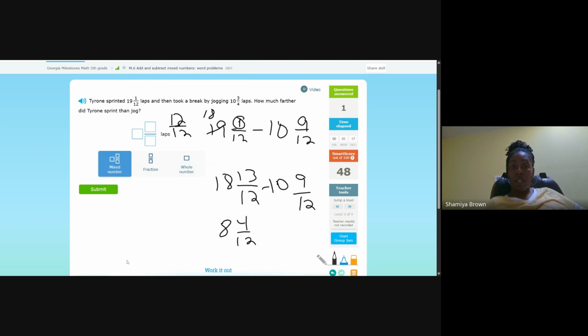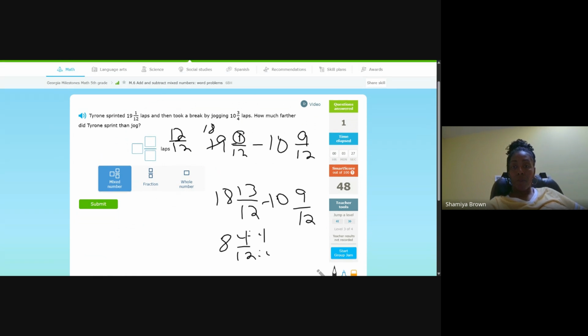And I can simplify this because 4 can go into 12. So I can divide both of these by 4. 4 divided by 4 is 1. 12 divided by 4 is 3. 8 is still my whole number. So 8 and 1/3 would be my answer.